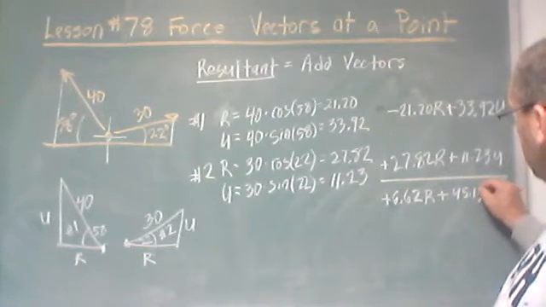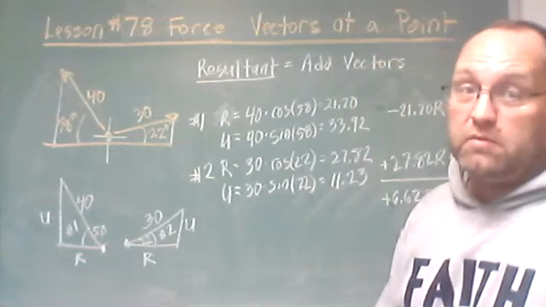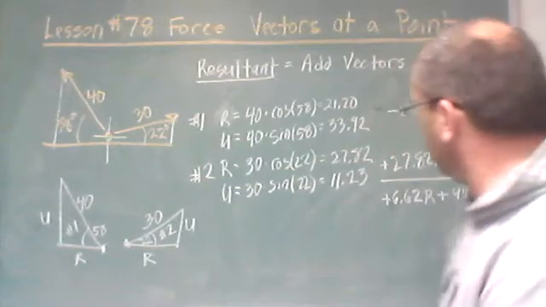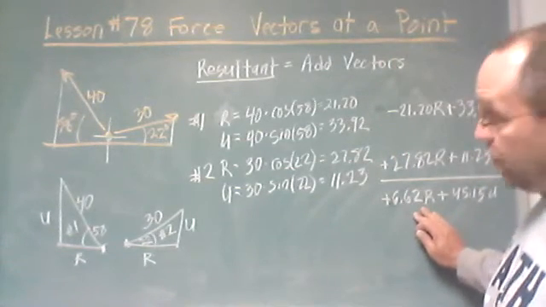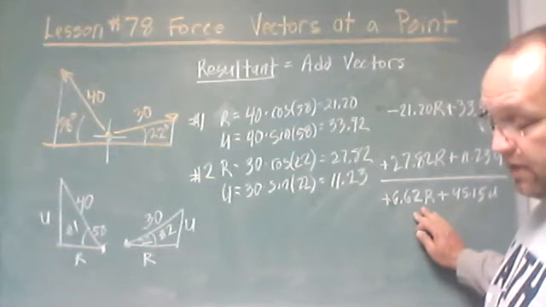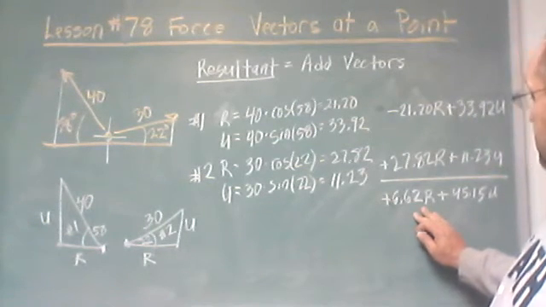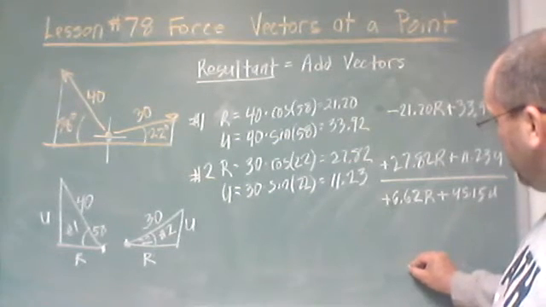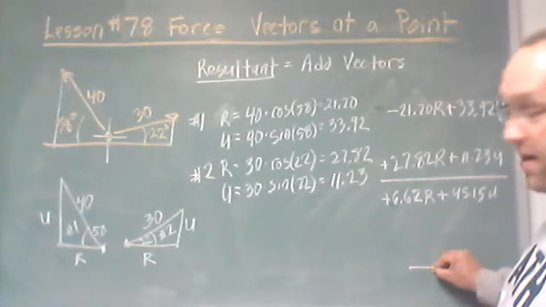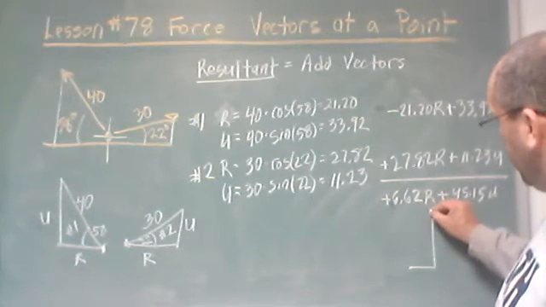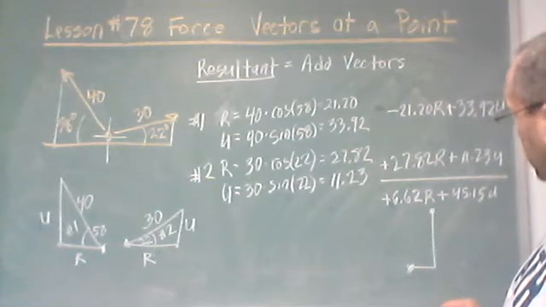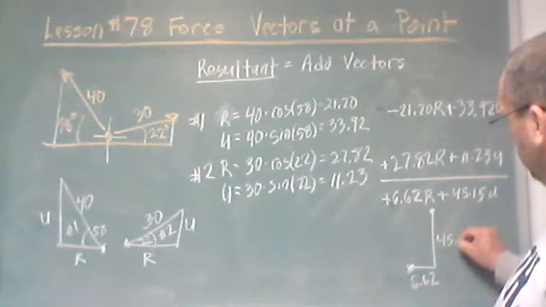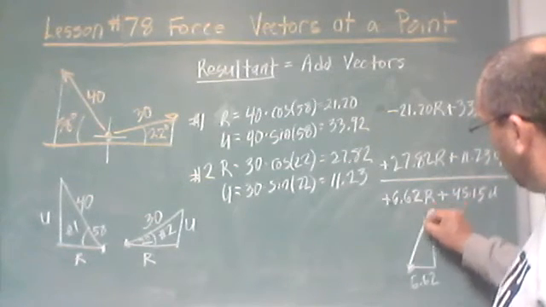45.15 U. By the way, this is a practice problem on lesson 78, one of your homework problems. I forgot to mention that at the beginning. Sorry about that. So this is my resultant vector in rectangular form. But I don't want it in rectangular form. I want it in polar form. What do I have right now? I have a reference triangle that goes 6.62 to the right and 45 units up. 6.62 to the right, 45.15 units up. It gives me this vector right here.